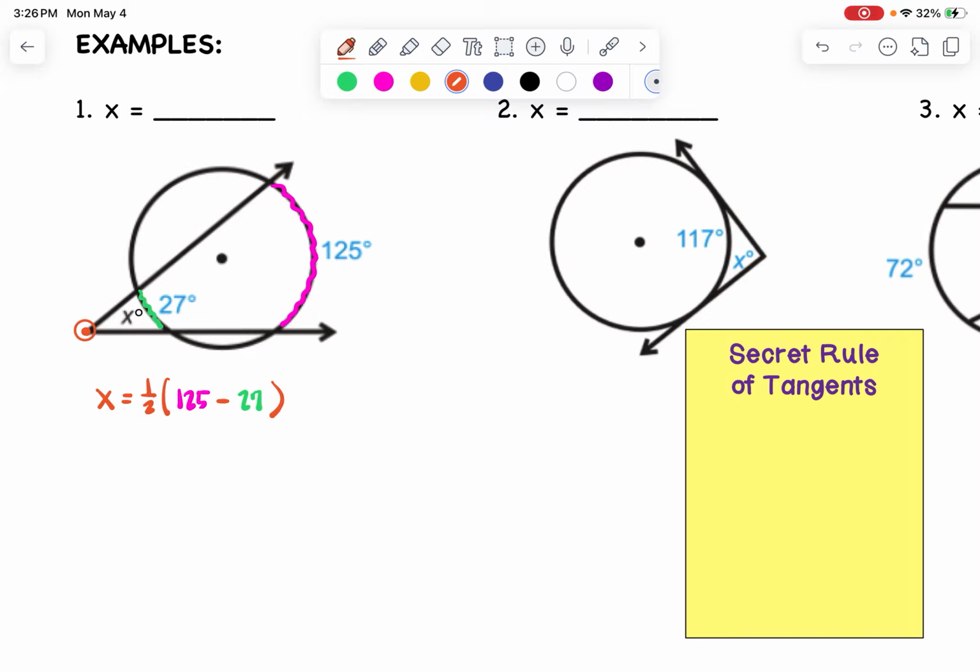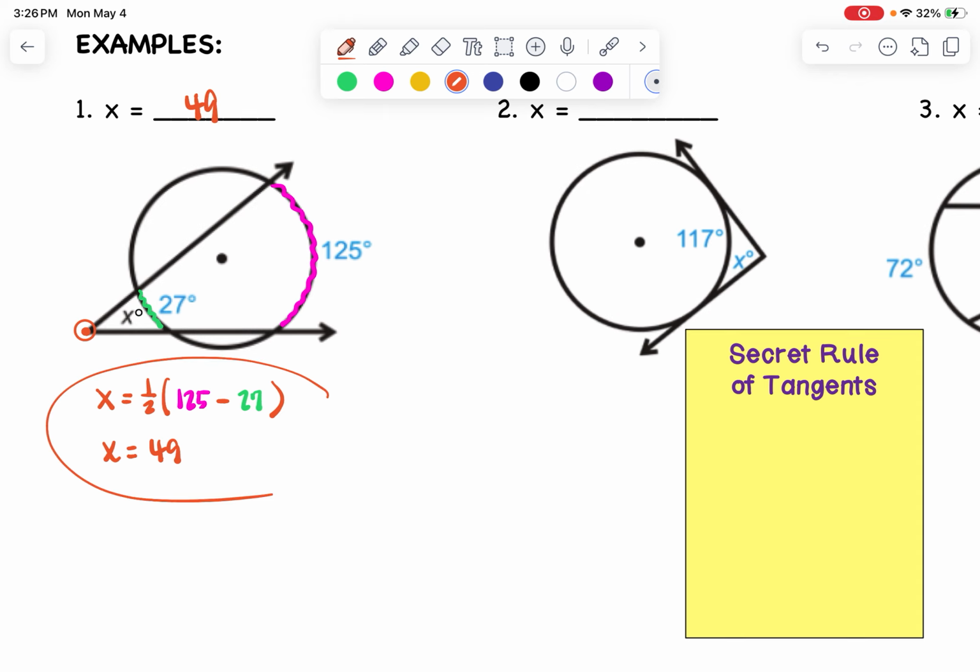I need to see that you know where the numbers go and what you're doing, and not just typing it in your calculator and just giving me the answer, right? So at bare minimum, I want to see that formula work, and then you can just tell me what the answer is, right? So if we take half of 98, that's going to give us 49.